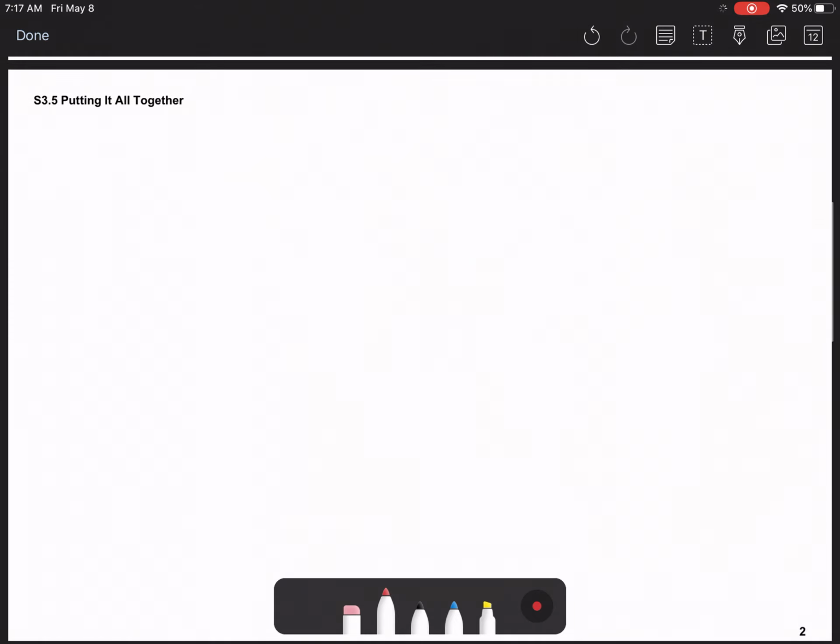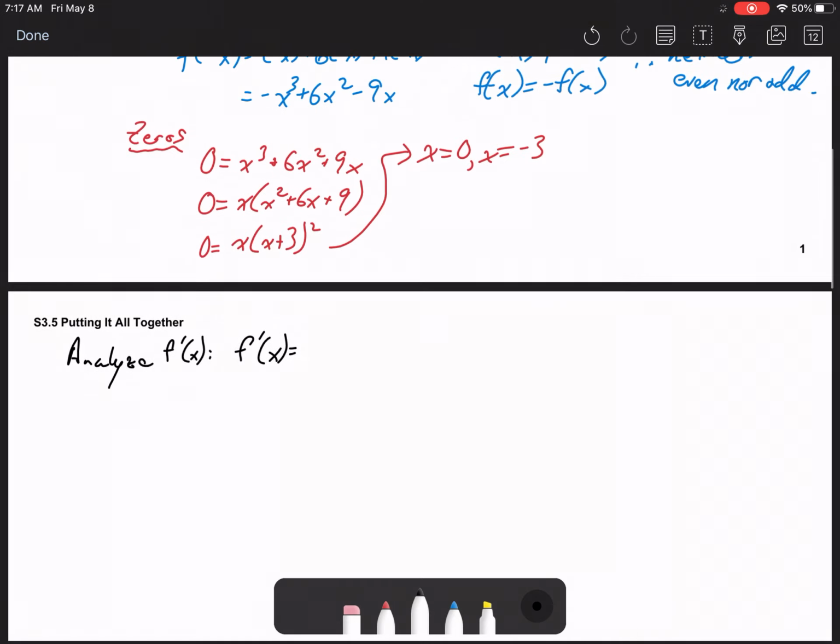So now the next part, we should analyze f prime of x. So first we got to find the derivative. Well, the derivative of that function is 3x squared plus 12x plus 9. And again, we want to find out when that's equal to 0. So I'm going to set that equal to 0 and solve. Common factor out a 3.